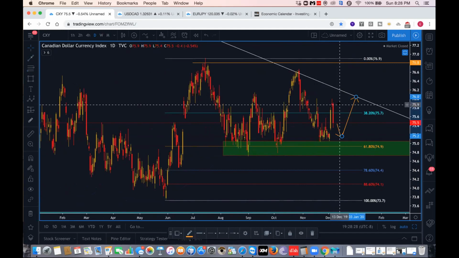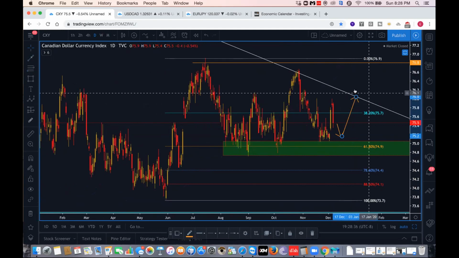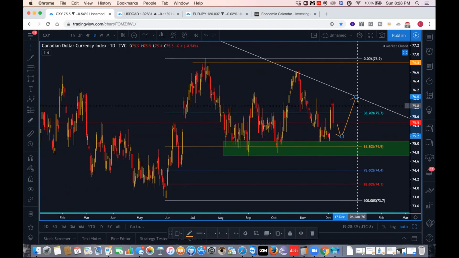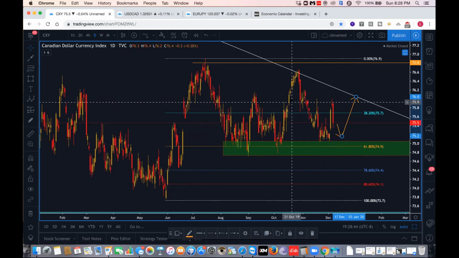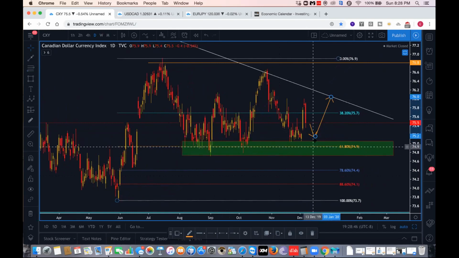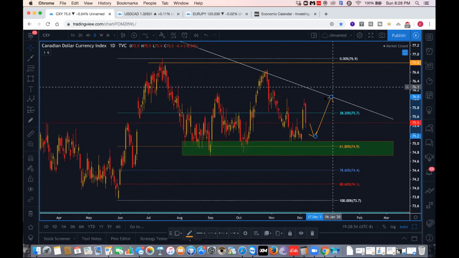So overall, I'm looking for the CAD to gain some weakness, and then overall look to gain some strength. And that'll correlate with the Canadian currency pairs that we're looking to trade this week. So overall, the structure is still solid. The 61.8 around 75 support is holding firmly. It held one time, two times, three times. If it holds another time, then we're going to look to take it back up to the trend line. If price gets to the trend line, it's going to be a break or bounce where I'm favoring a break. So that's basically the Canadian index.